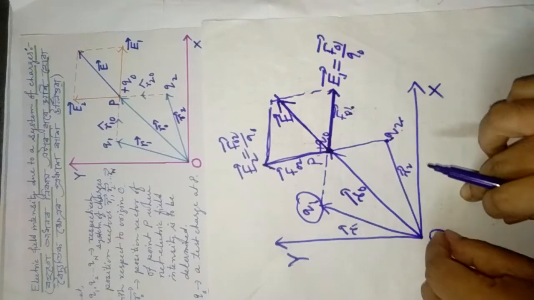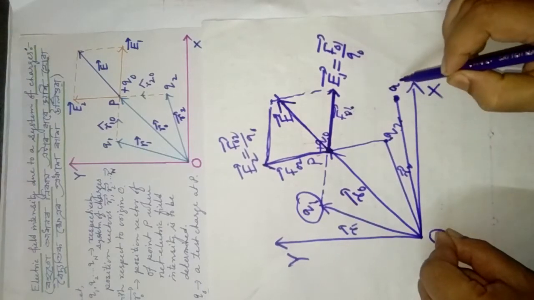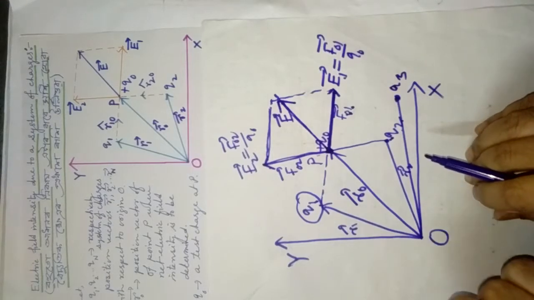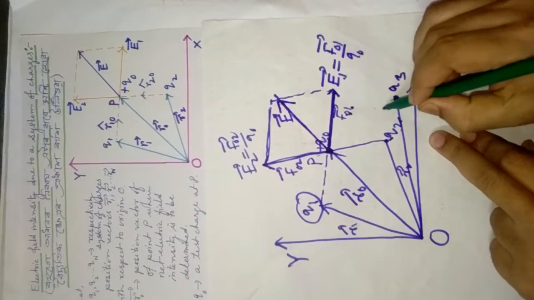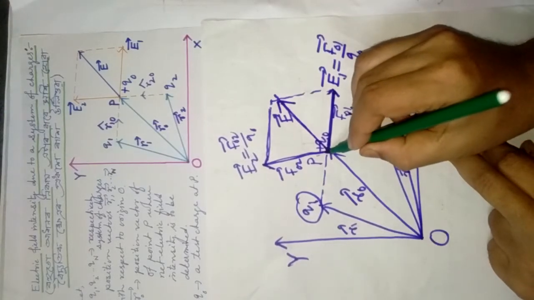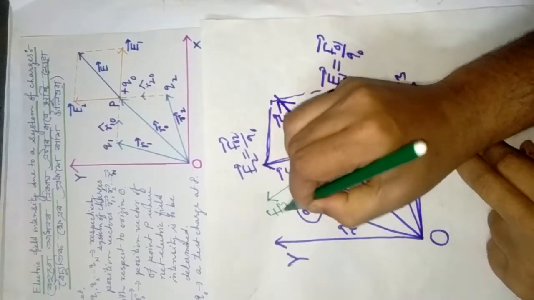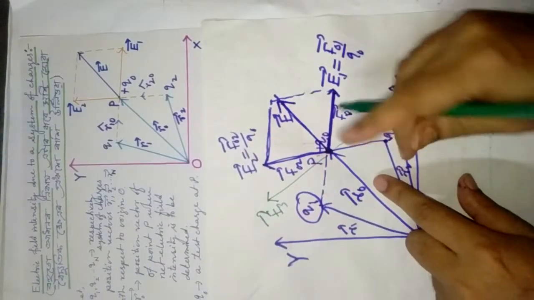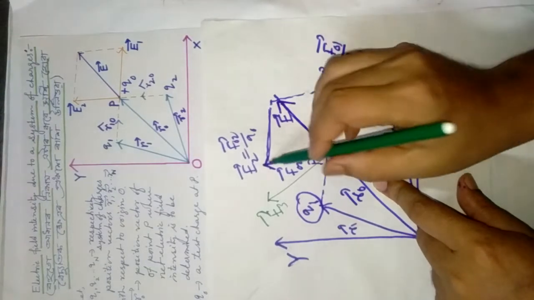Suppose there is a third charge, q3. Then what will be the net electric field intensity? That is another problem. Then what can we do? Draw the line joining the two charges q3 and q0. Then what will happen due to charge q3? Suppose E3 bar. Now how will you add all these three vectors, E1, E2, E3?